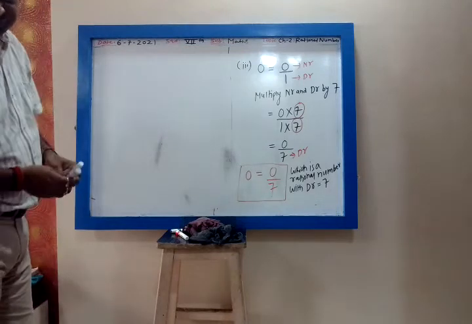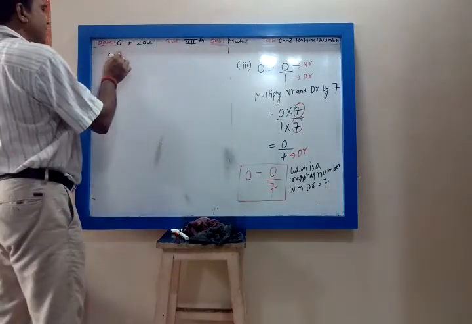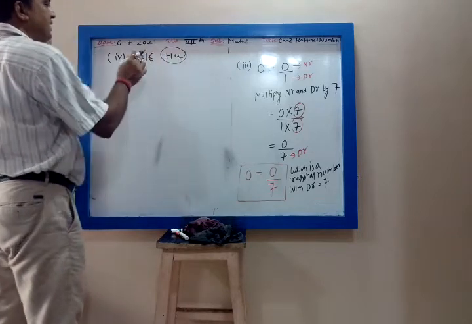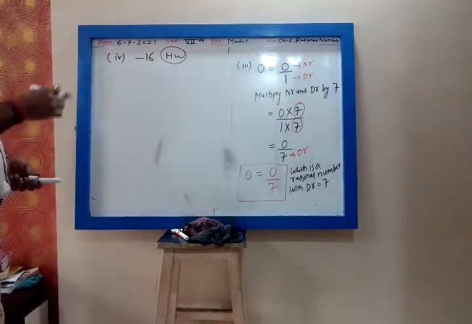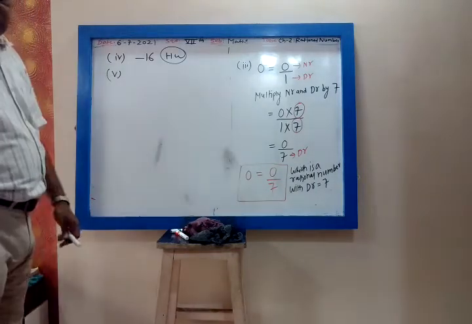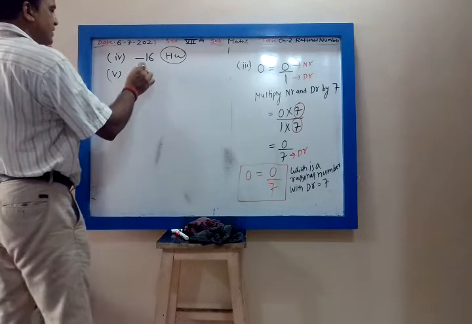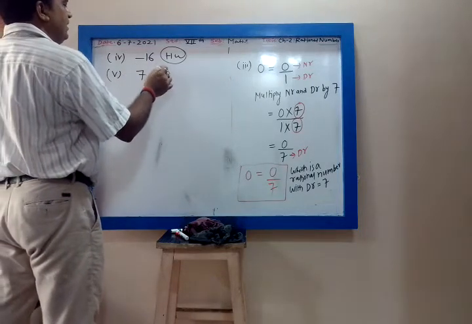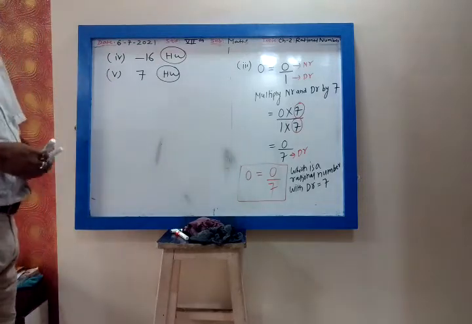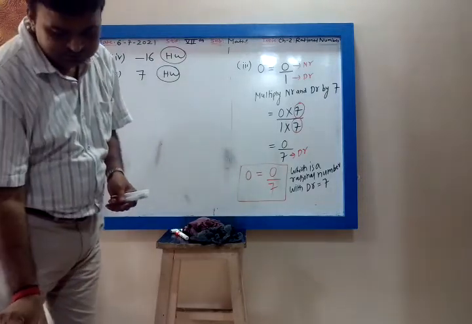Then the fourth one is minus 16. Homework: you will write minus 16 as minus 16 upon 1, then multiply numerator and denominator by 7. Then the fifth one is 7. You will write 7 upon 1 and then multiply numerator and denominator with 7. Homework. Okay.